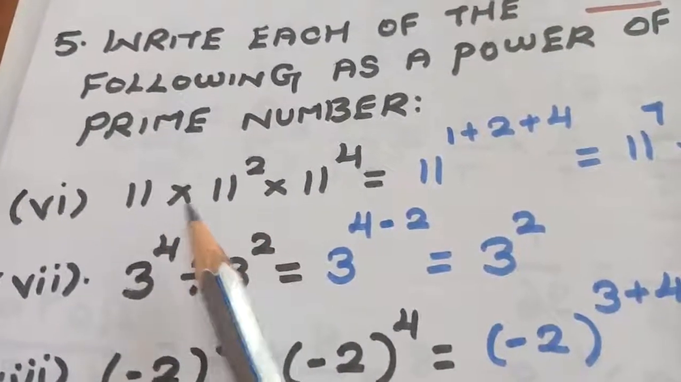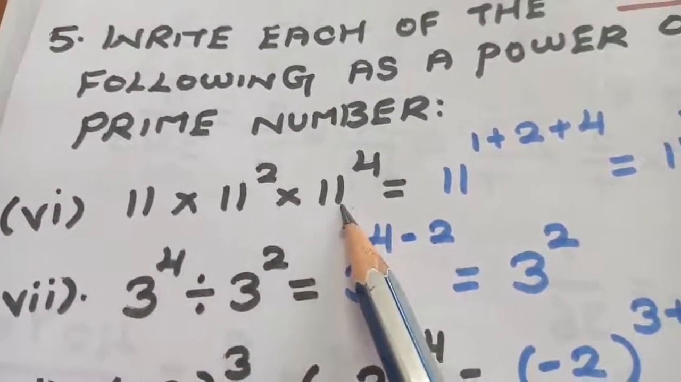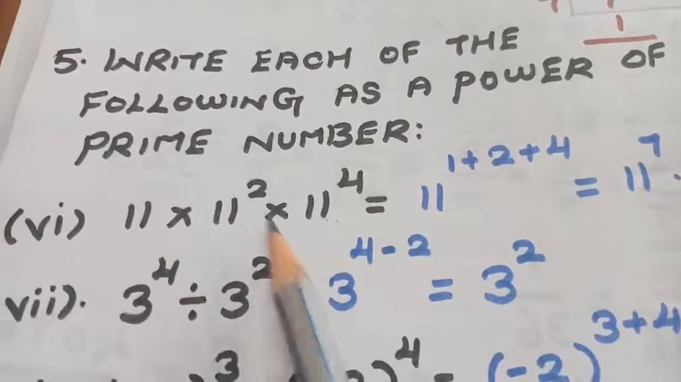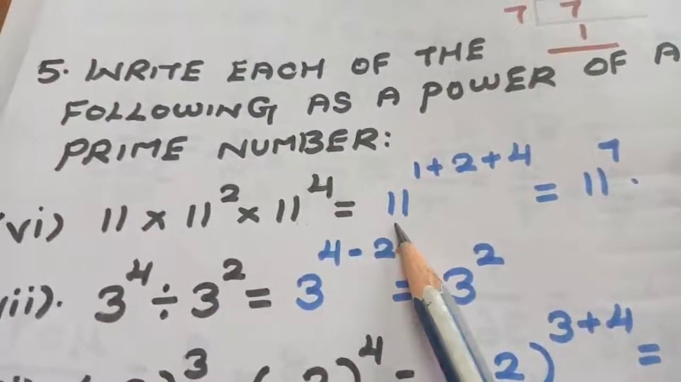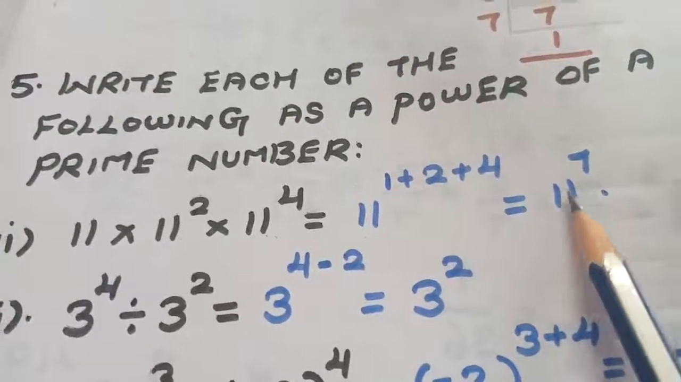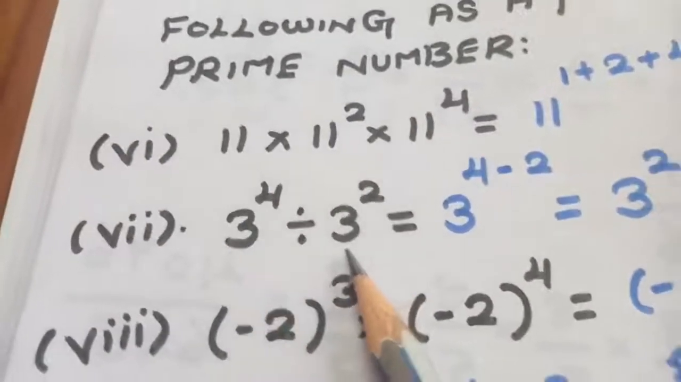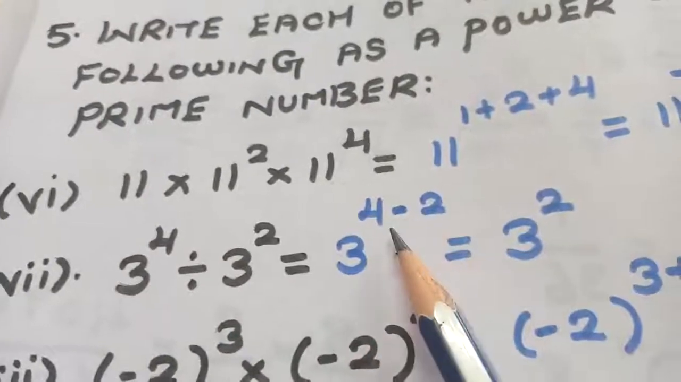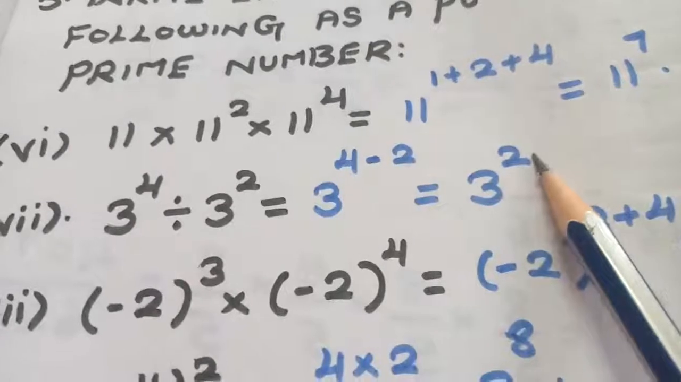11 is repeated 3 times. The base is 11 in all the 3 cases. The powers are different. So it is in the form of multiplication: 1, 2, 4. So I am going to write 11 one time, 11 to the power 1 plus 2 plus 4. You are going to get the answer as 11 to the power 7. In case of division, if the base is same and the powers are different, you are going to subtract the powers. 3 to the power 4 minus 2, you are going to get the answer as 3 square.